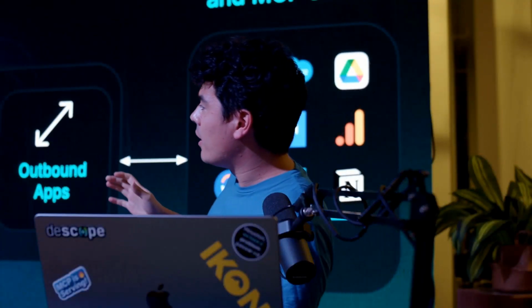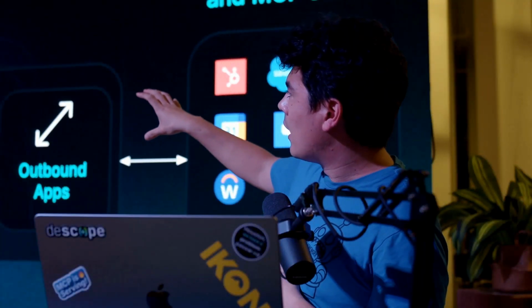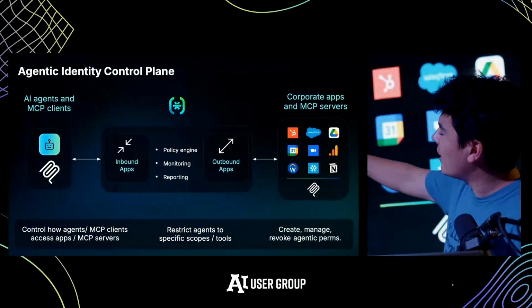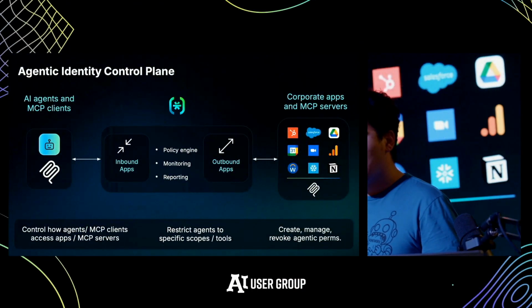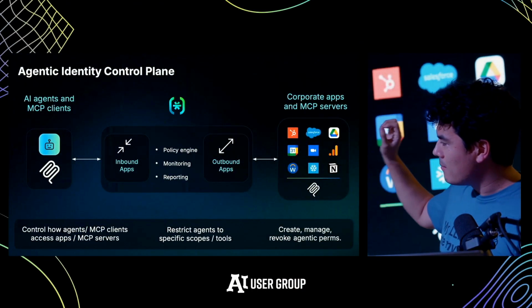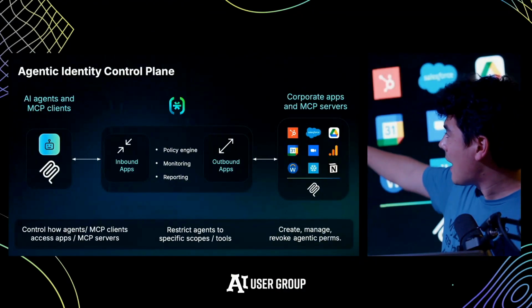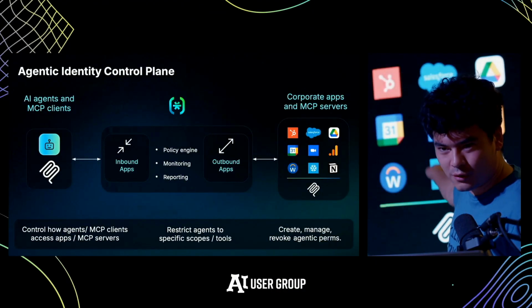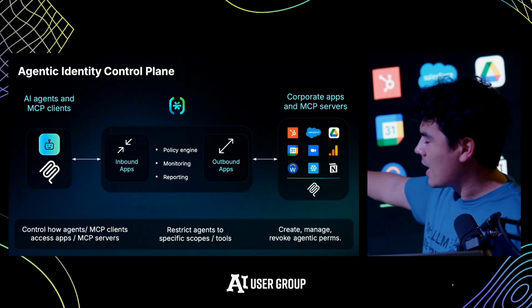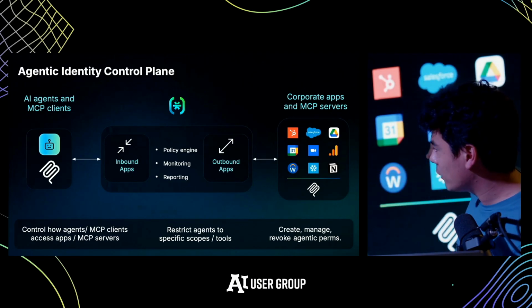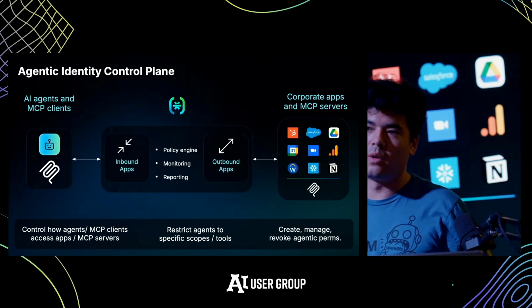And what you end up with is this identity control plane in the middle, where the inbound app is the token issuer and the manager for authorization and authentication between the AI agent and your MCP servers and services you're trying to connect to. The outbound apps are managing all the tokens for those services, and the policy engine is running in the middle, making the whole thing work together.